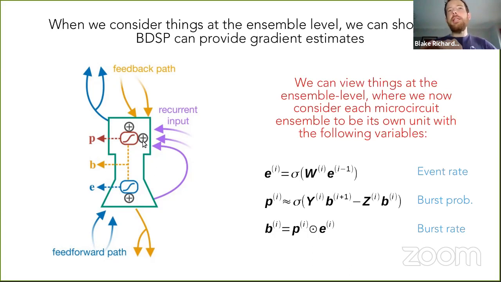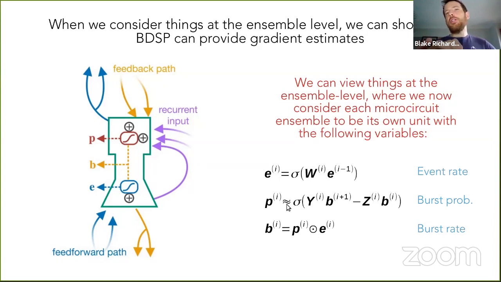The way that we calculate these things within the ensemble is that the event rate is just a linear summation followed by a sigmoid. The burst probability is a similar thing, except we also have some additional recurrent inhibition within the ensemble and from other ensembles, which is indicated with this term. I will explain why that's there in a moment. It's not just for the sake of biological realism. It also achieves something for us in our learning algorithm.